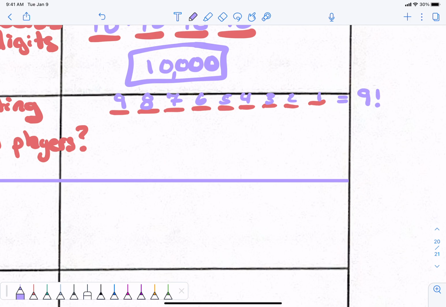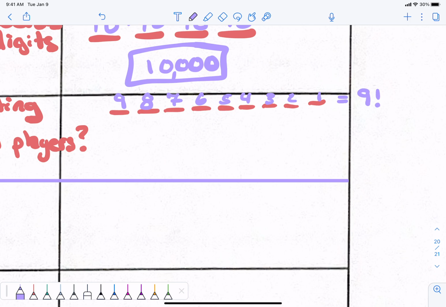Or if we do this as a permutation, the order in which I choose you matters, right? First batter is not the same thing as second batter. I didn't know this about baseball and softball, but every third or fourth person you're supposed to have a heavy hitter because it's supposed to bring everybody home. There's a strategic order to where you put people in the batting order. So order does matter. It's a permutation.